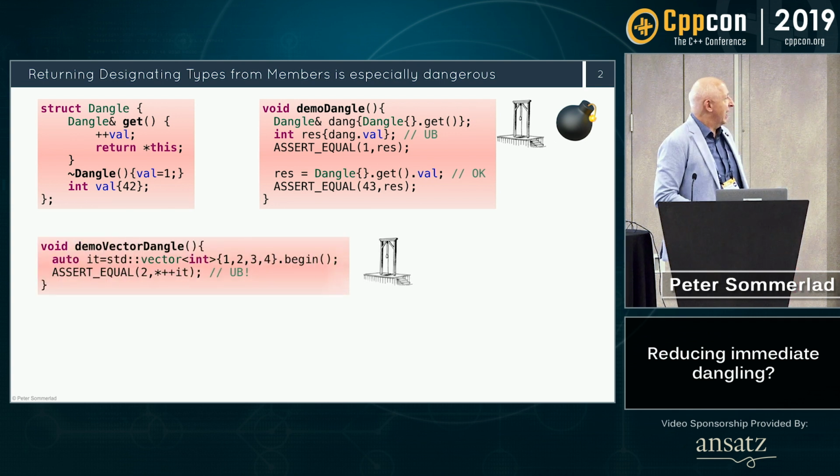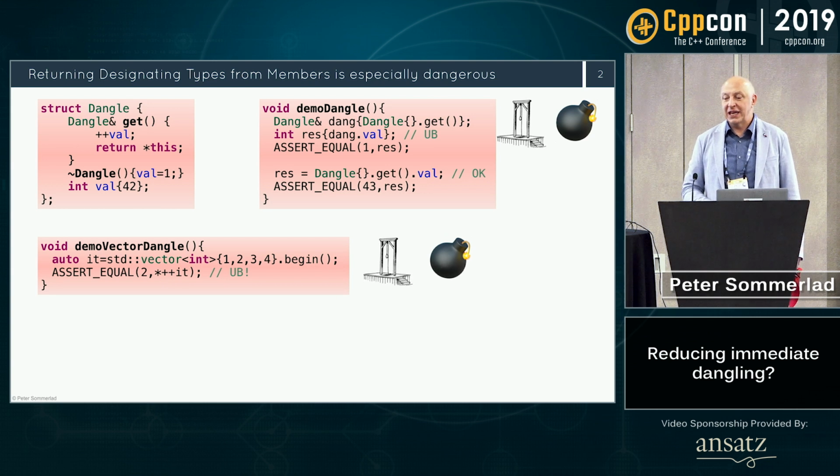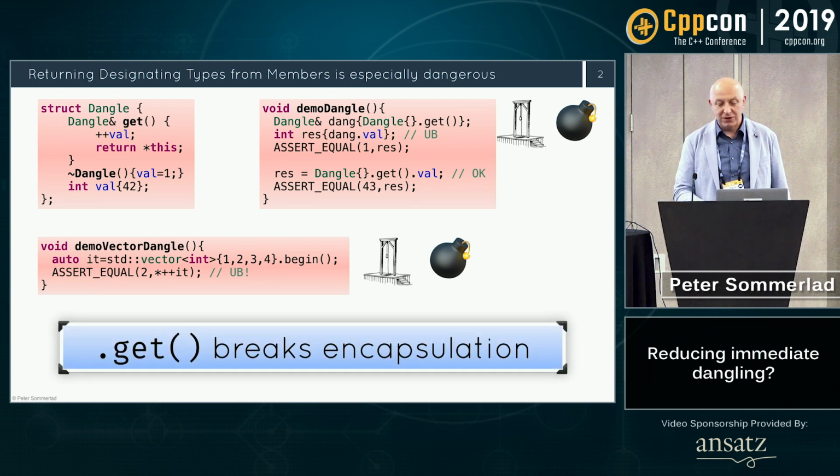Even the standard library has interesting functions that can provide you immediate dangling, like taking the iterator begin from a temporary vector object, which is immediately invalidated after the semicolon and gives you nice undefined behavior. The problem is it's very hard to detect such undefined behavior. And remember, .get breaks encapsulation. When you are doing code reviews, I learned that from Tony, always look for .gets because their encapsulation is broken.